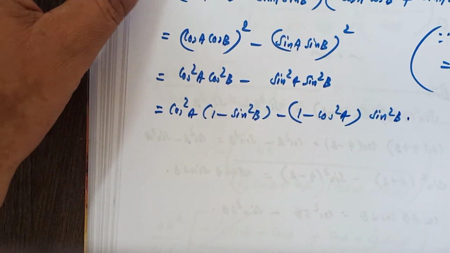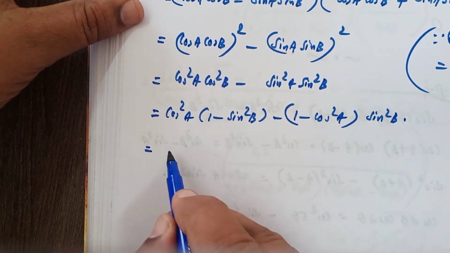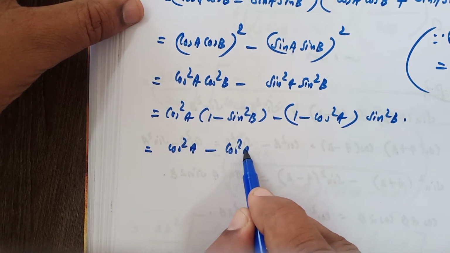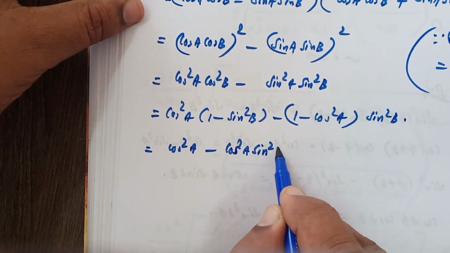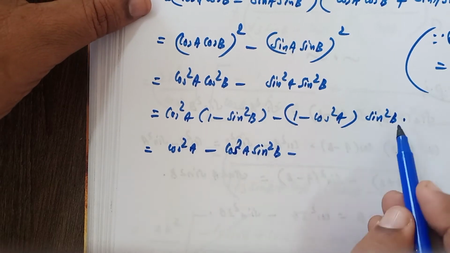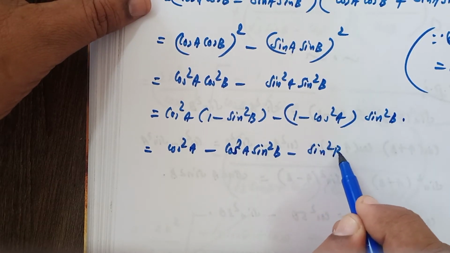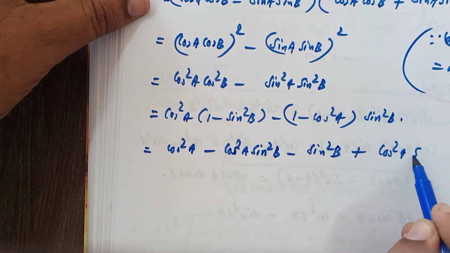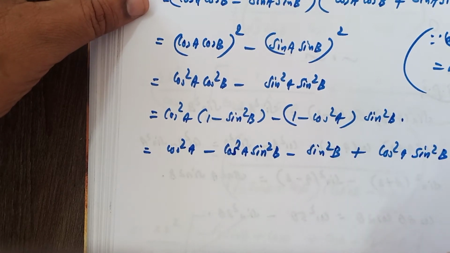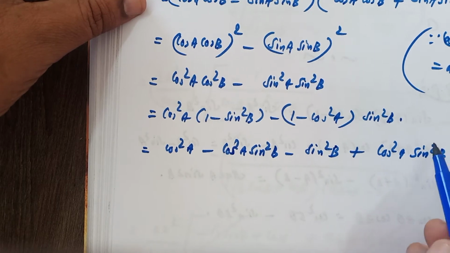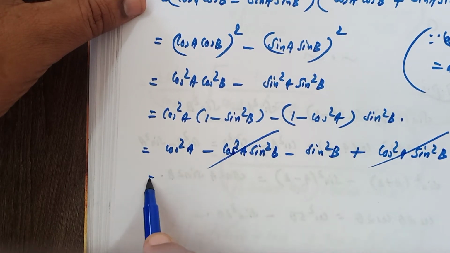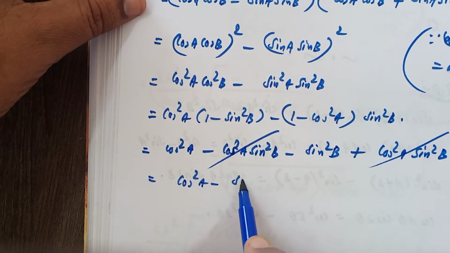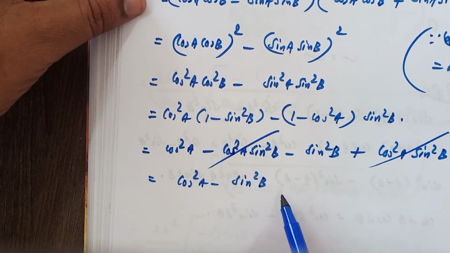Now usual multiplication: cos squared a into 1 is cos squared a, minus cos squared a sin squared b, minus 1 into sin squared b is sin squared b, minus into minus plus cos squared a sin squared b. Minus cos squared a sin squared b and plus cos squared a sin squared b both get cancelled, getting cos squared a minus sin squared b. It is proved.